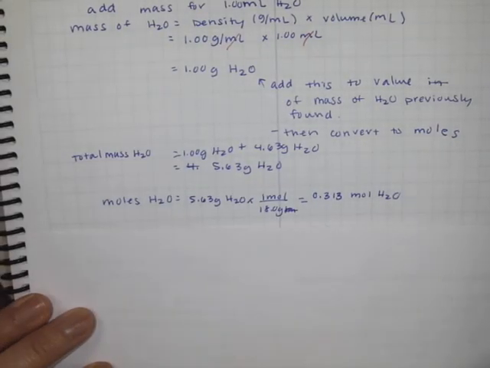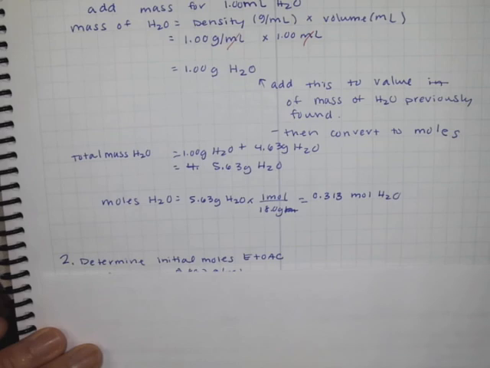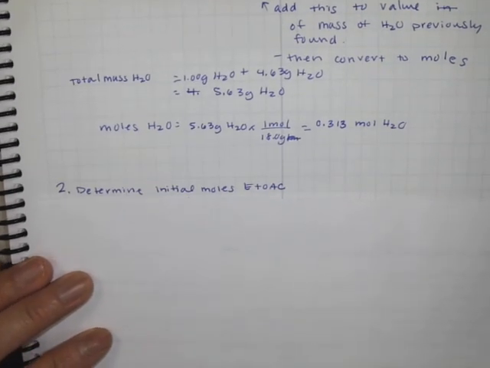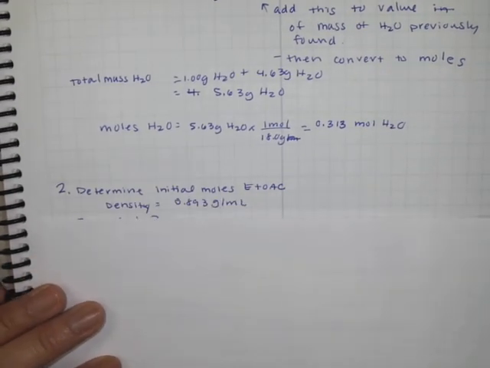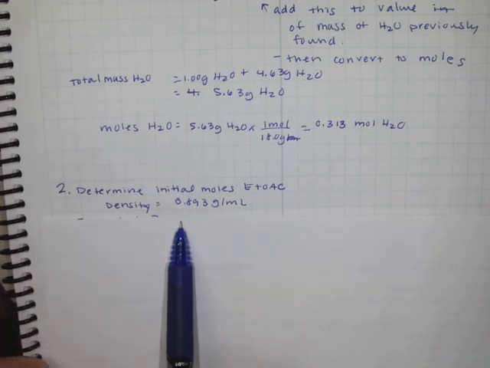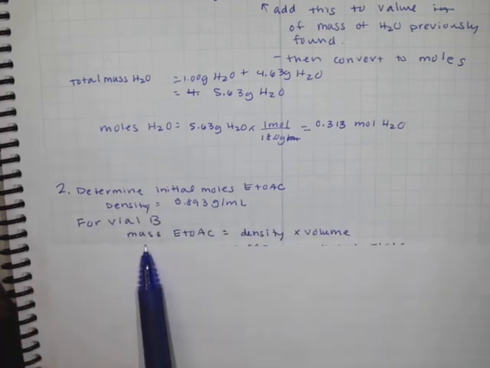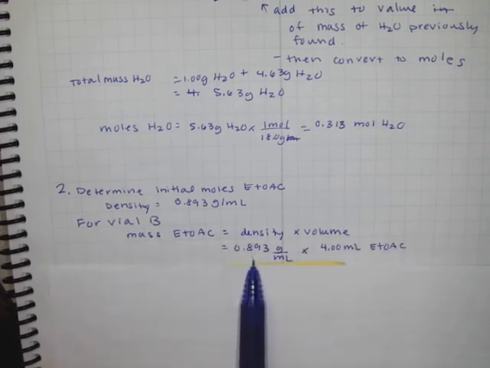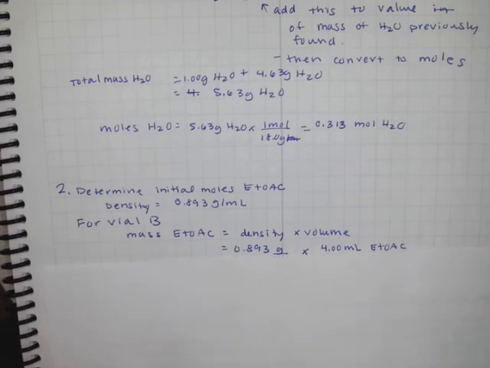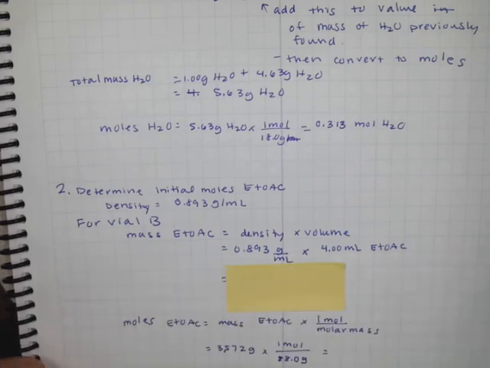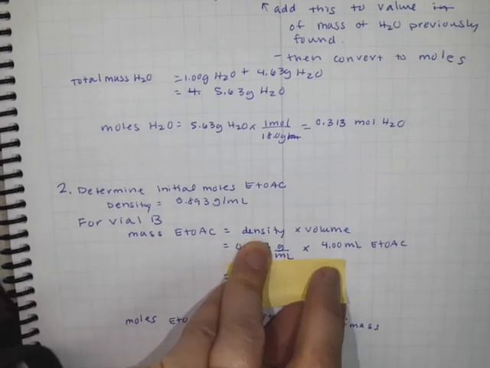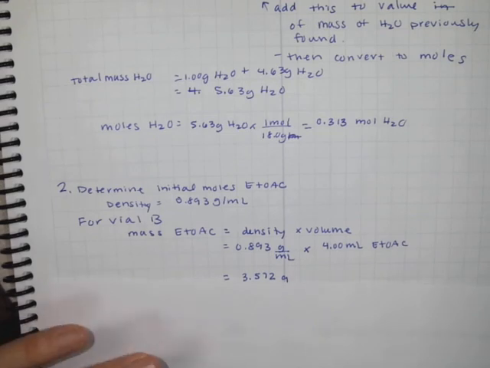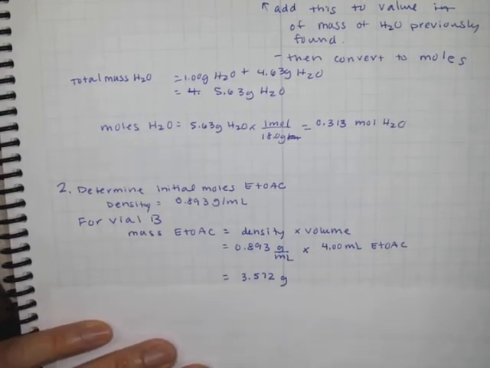Okay, so after you found the moles of water, we need to calculate the moles of ethyl acetate initially. So we're given that the density of ethyl acetate is 0.893 grams per mil. For vial B, the mass of ethyl acetate equals density times volume. So here's the density times the volume. 4 mils of ethyl acetate was added to B, and that ends up being 3.572 grams when you calculate that out.